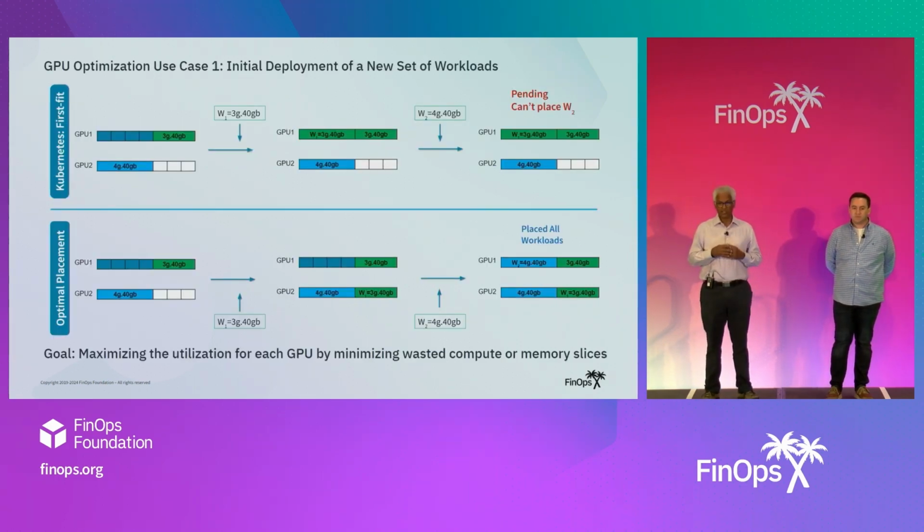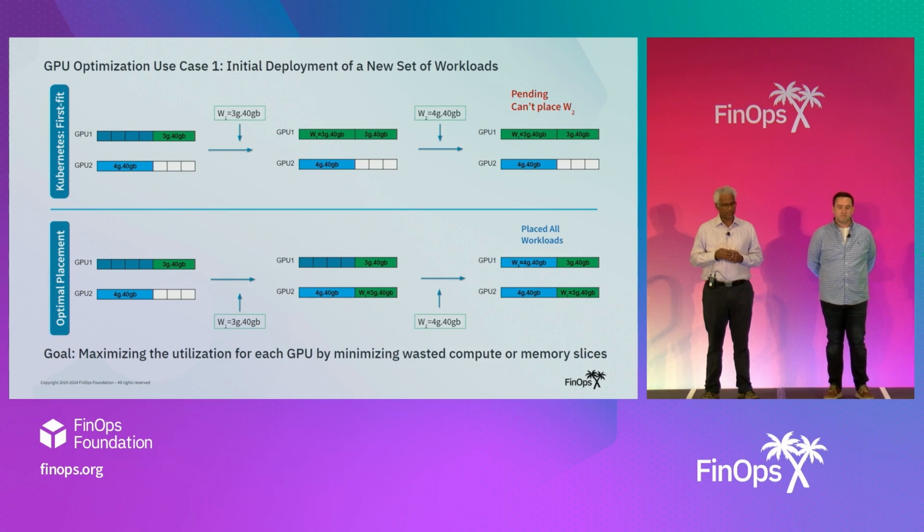Just to give you a little feel for what I'm talking about, in the NVIDIA parlance, as I mentioned before, the 3G, 40 GB, for example, means 3 compute slices and 40 gigabytes of the 80 gigabytes of memory that's there on the GPU itself, right? So in the first case, the initial deployment, let's assume that there are 2 workloads already running on the 2 GPUs. One is 3G 40, and the other one on GPU 2 is 4G 40 GB. Now, in comes the next workload that has to be placed, which is W1, 3G 40 GB.